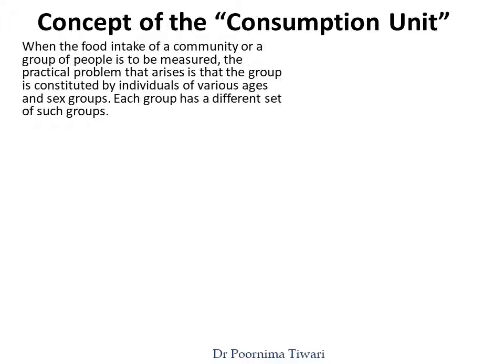We cannot say, because one family of 5 members may have all 5 adults. The other family may also have 5 members, but 2 adults and 3 children. So if they are consuming the same amount of food, then either this family is consuming less per person, or the other family with children is consuming more than required. So how do we get around this problem?